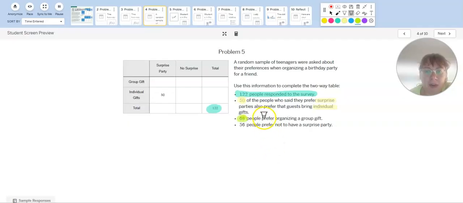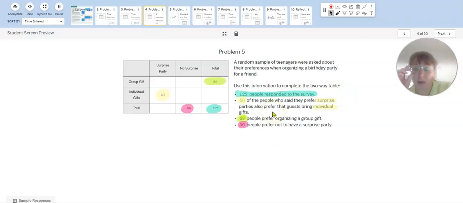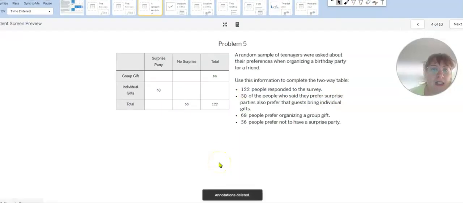68 people prefer organizing a group gift. So total for group is going to be 68. 56 people preferred not to have a surprise party. No surprise, 56. Perfect. Now that's all the data we have. So we have to use our brains to fill in the rest. So let's see.